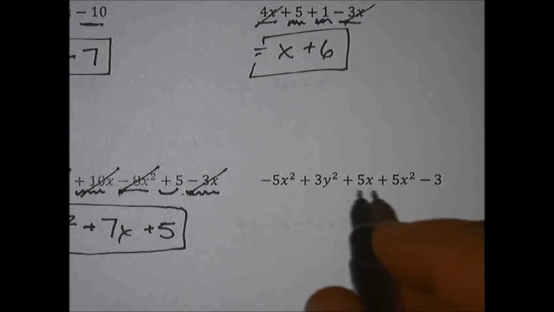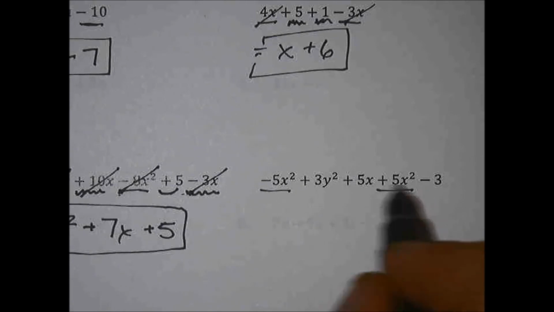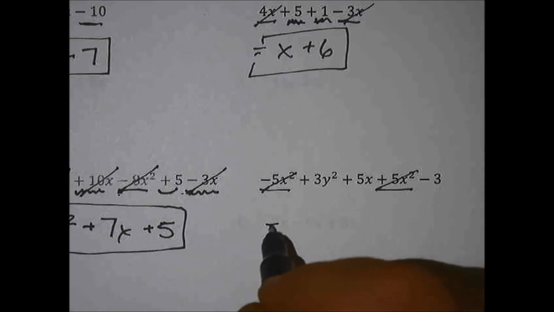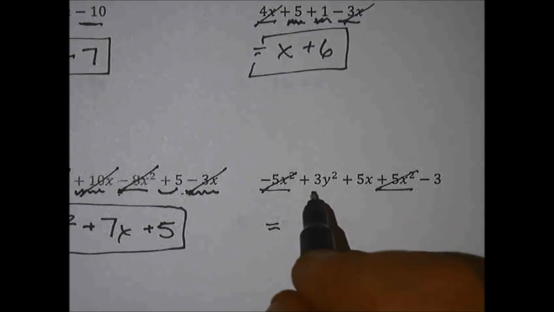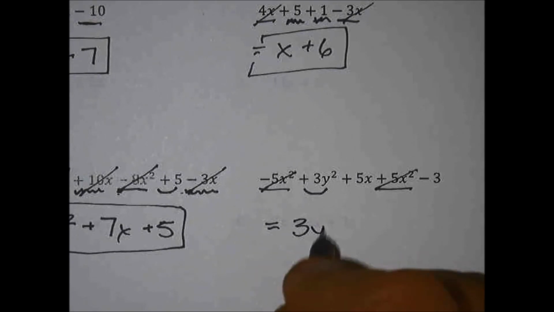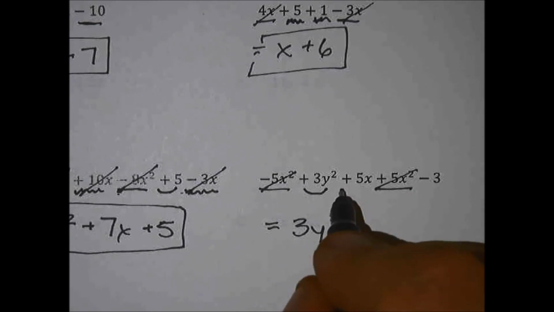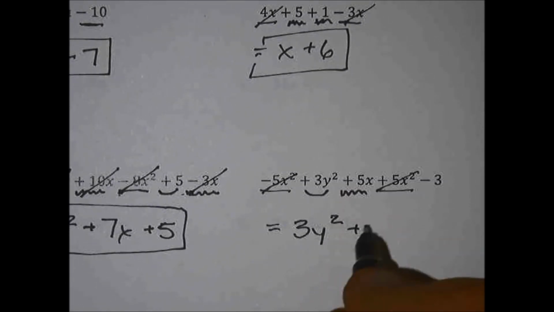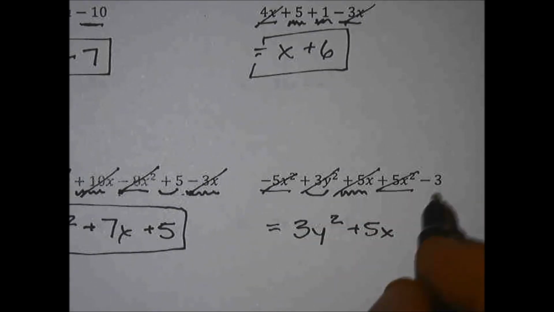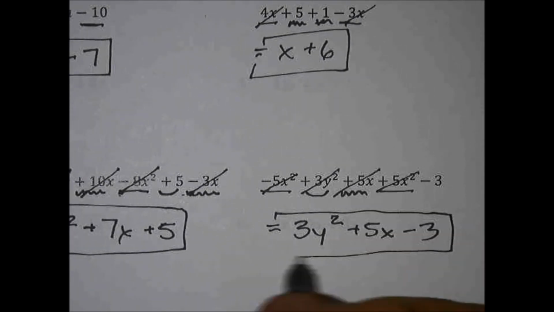Hopefully you got that. Last one down here. I have a couple x squareds. Well, when I go negative 5 plus 5, that's going to give me 0. Whenever I get 0, I don't have to write it. Okay, they cancel each other out. I have 1y squared here. So I'll just start off with that. 3y squared. I have a 5x here. Better cross that out, and that's the only one I have. And then I have just a minus 3 left on the end. And that'll be what my answer is.